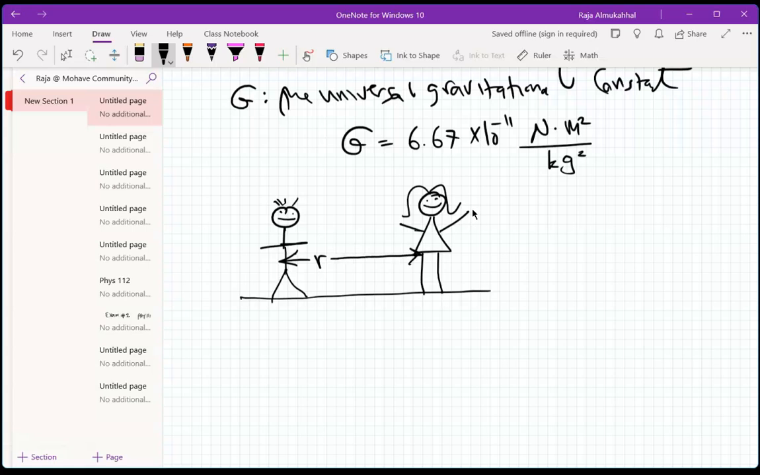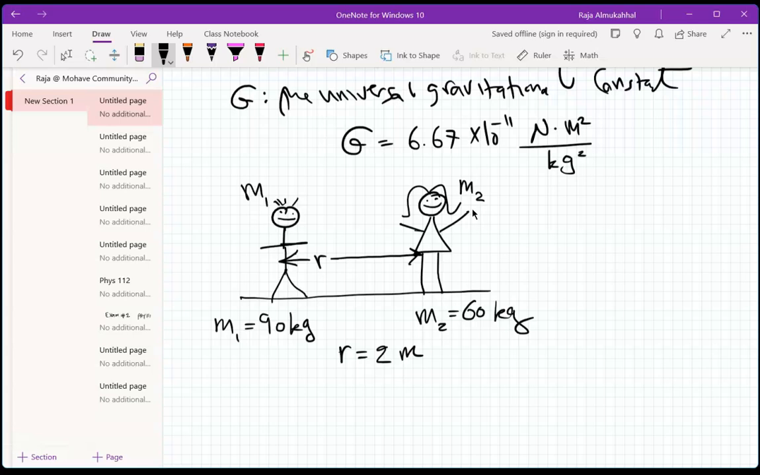And let's say that this person, I'm going to call it M1, the mass 1, and mass M2. Let's suppose that M1 is, let's say, 90 kilograms, the mass of this person. This person, let's say M2 is, let's give her 60 kilograms. Okay, there we go. Let's say that the distance between them is R equals 2 meters. So there are two people standing in front of each other, 2 meters apart. That's about 2 yards. One person is 60 kilograms, the other person is 90 kilograms.